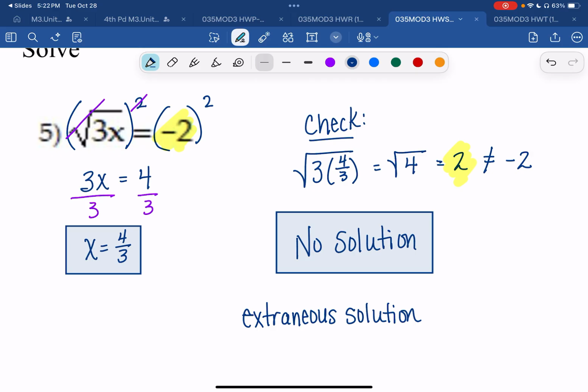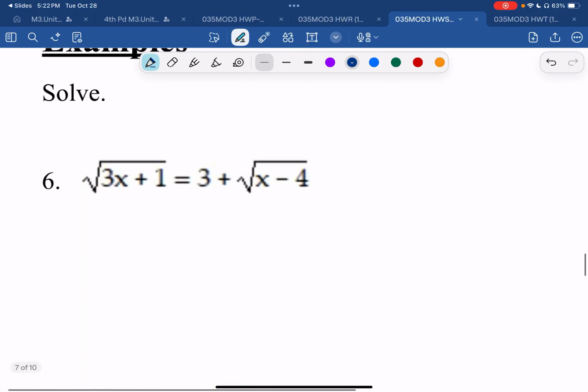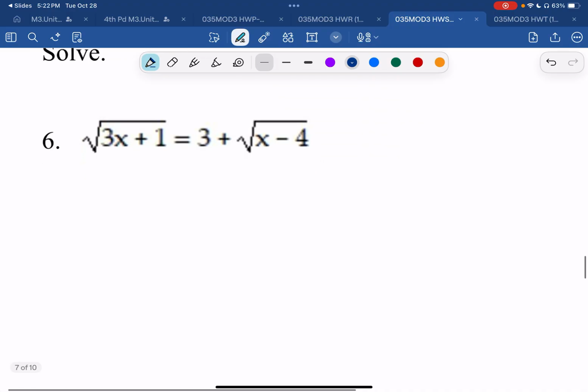All right, let's look at another example. Number 6. So this one has 2 square roots. That means this one's going to be a little bit longer. So is one square root isolated? If that's my equation, do I have a square root that's by itself on one side? Yes, I do. So I can start by squaring both sides. So I'm going to square that. I'm going to square that. That means that this square root is going to go away.